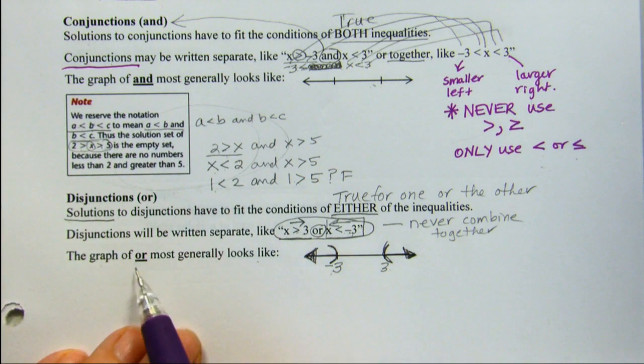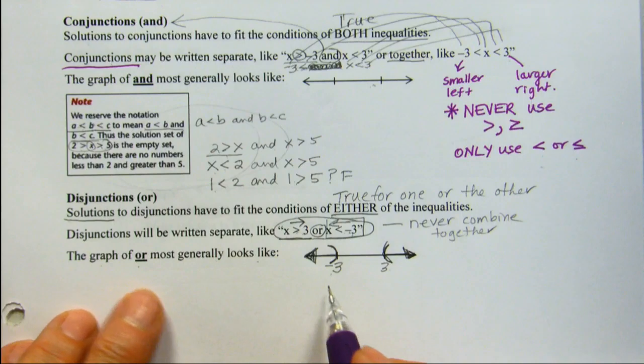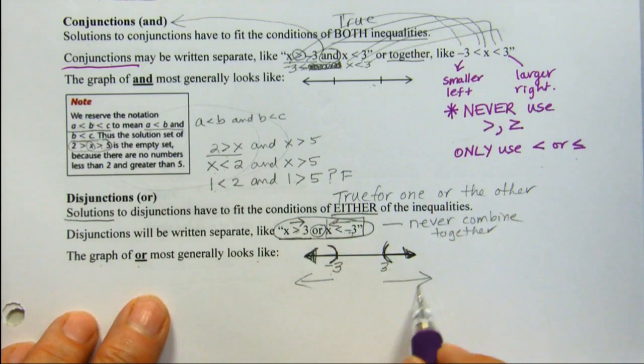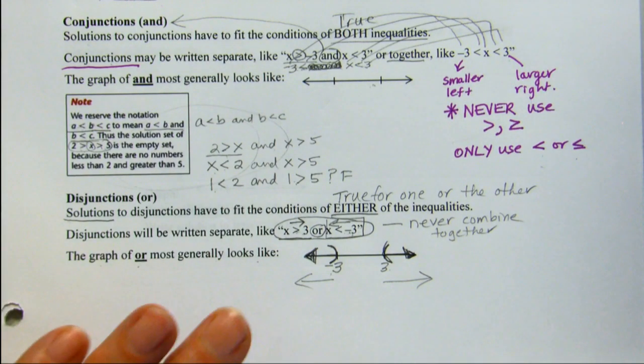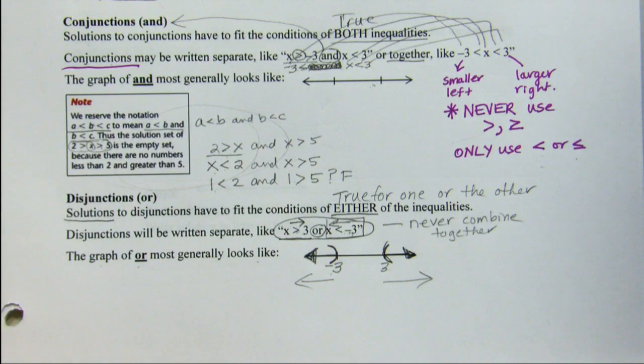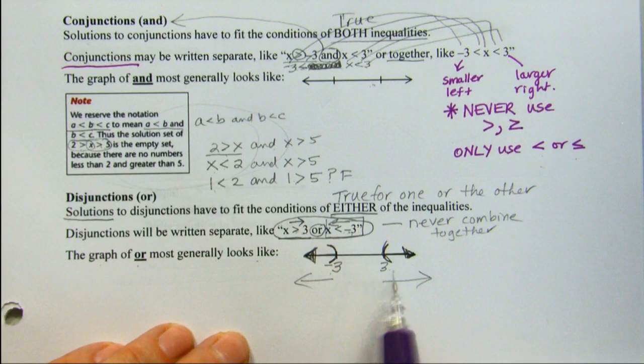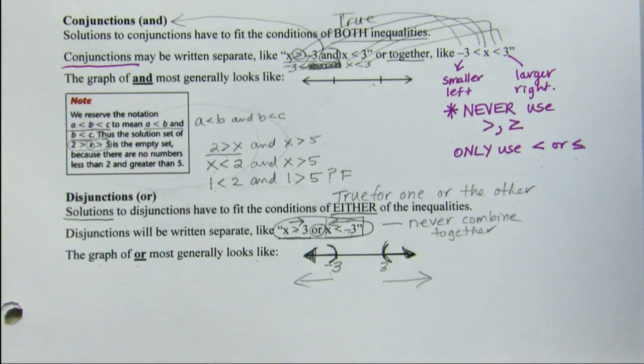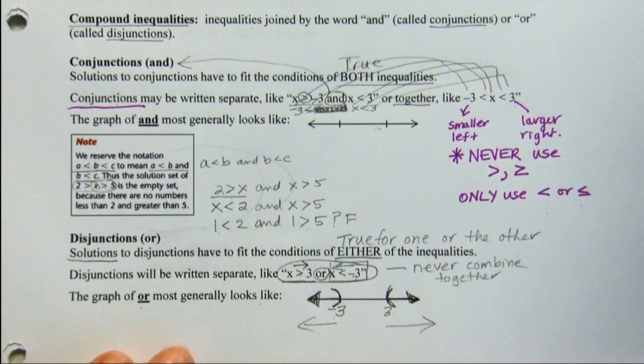So on the word or, normally your graphs go in two separate directions. Now, I could talk about this section for a whole week, but all of mine that I picked go in separate directions. That doesn't always happen, but if you need that, you'll learn it when you do any kind of computer programming or anything, you'll see that again.